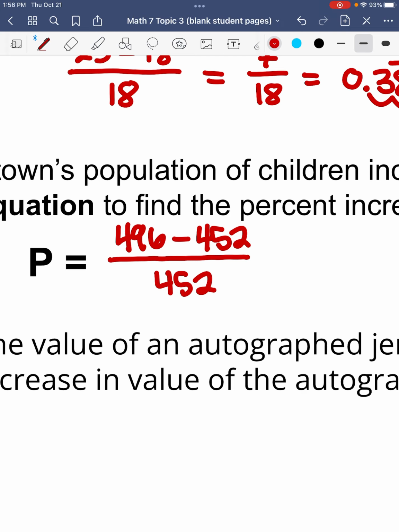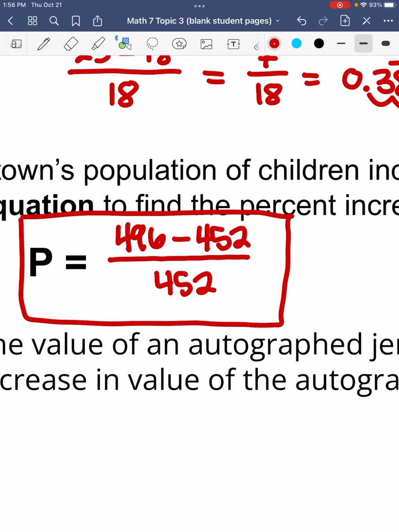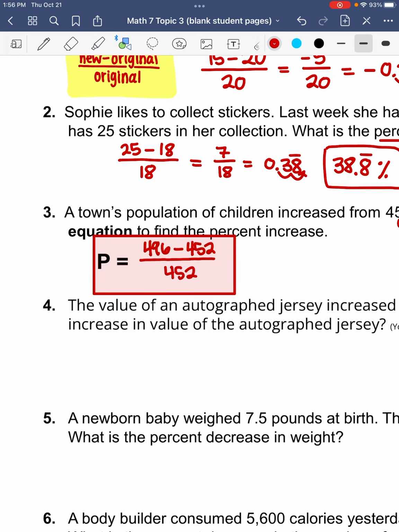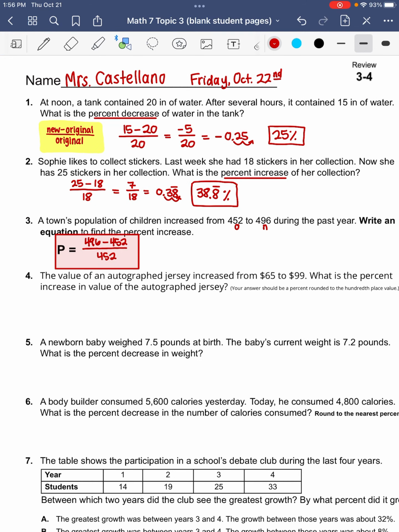And now we have set up our equation, so we are done with our problem. That right there is our answer. Okay, moving on to number 4. The value of an autographed jersey increased from $65 to $99. What is the percent increase in value of the autographed jersey?